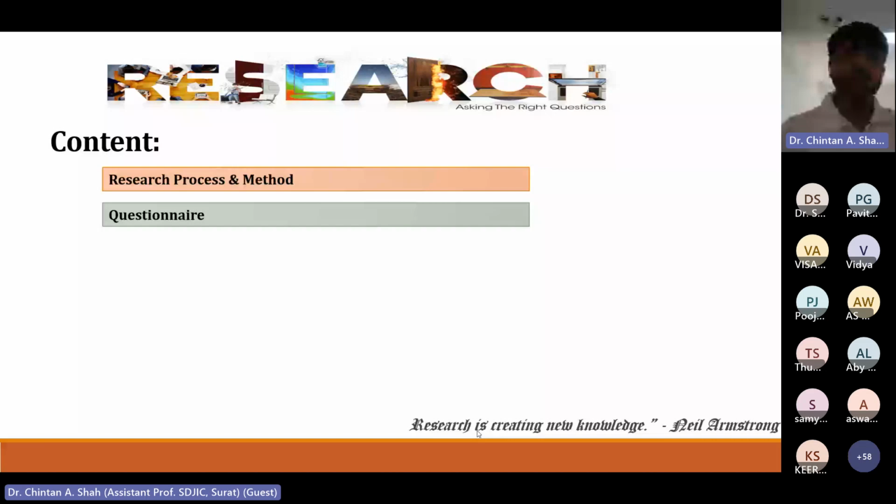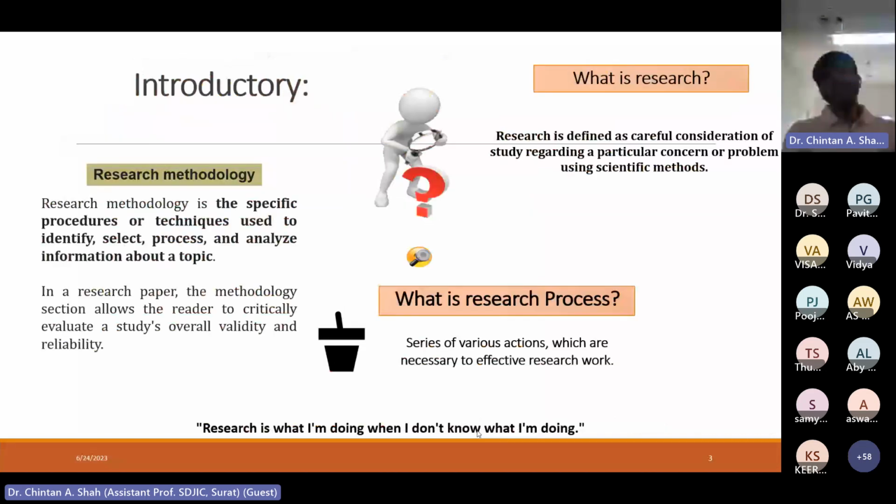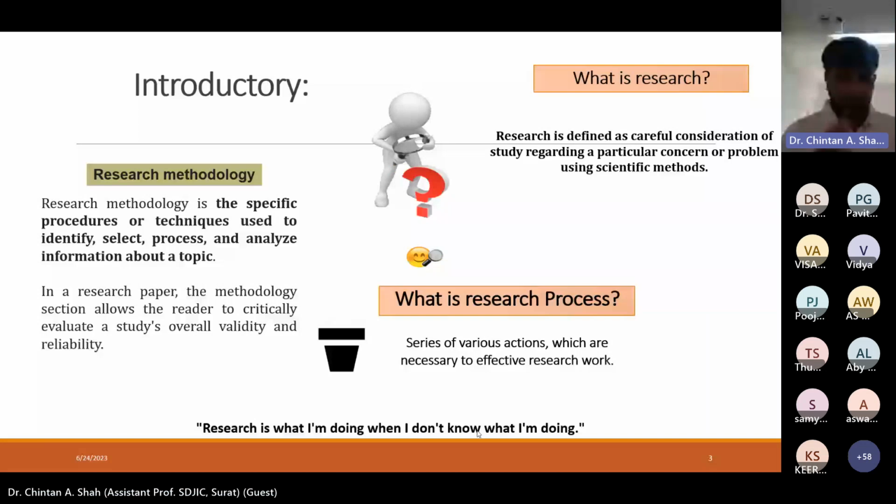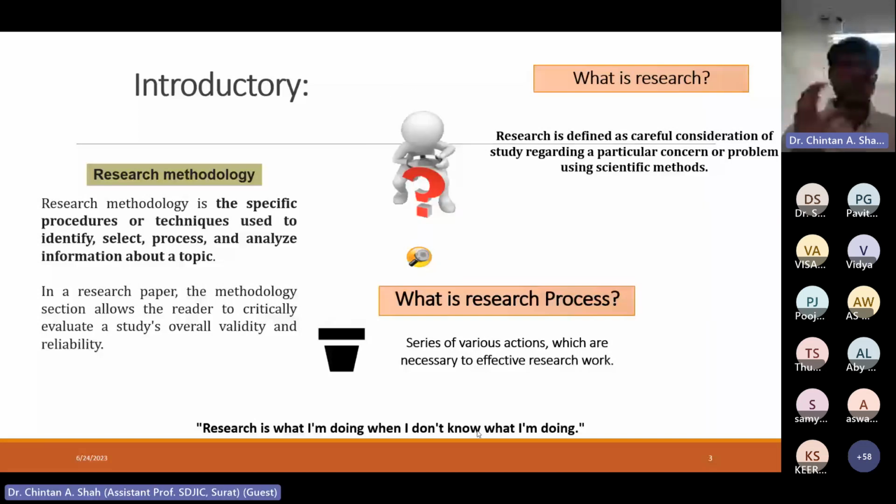Basically, the things are divided. It's an introductory part. Research, what I believe. You can see the last line. What I personally believe is that research is what I'm doing. Try to focus on the last line. Research is what I'm doing when I don't know what I'm doing. That is known as research.